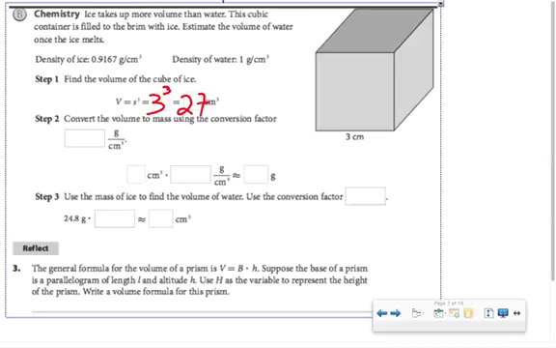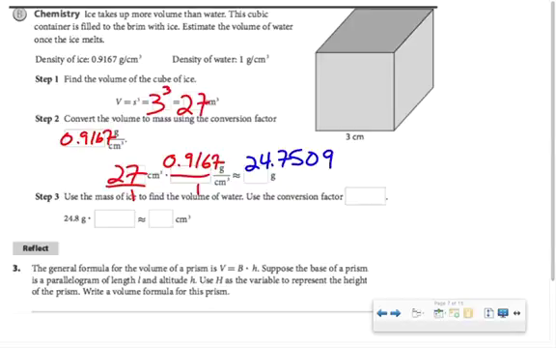And then we're going to convert that volume to mass using the conversion factor 0.9167 grams per cubic centimeter. So 27, again, I'm going to put it over 1 just because it makes it easier to look at, times 0.9167 grams per cubic centimeter. And so in my calculator, I work that out to get 27 times 0.9167, which is 24.7509.